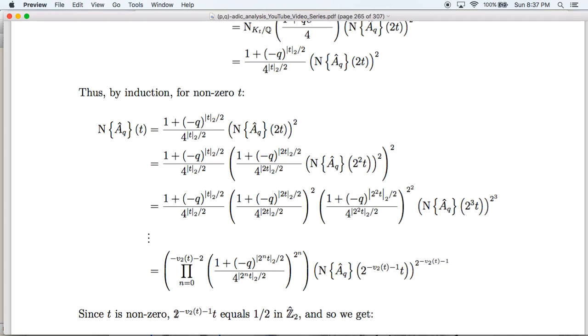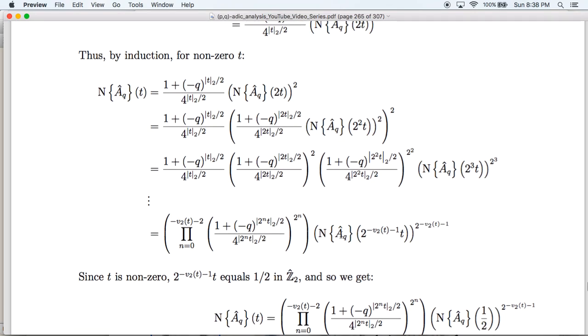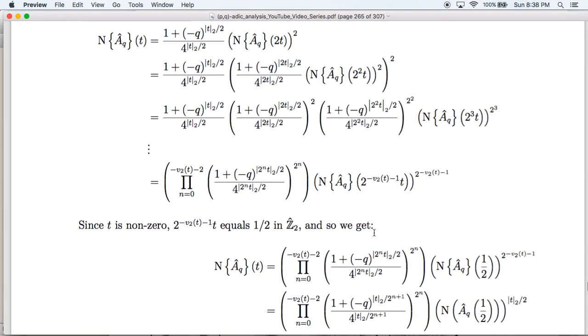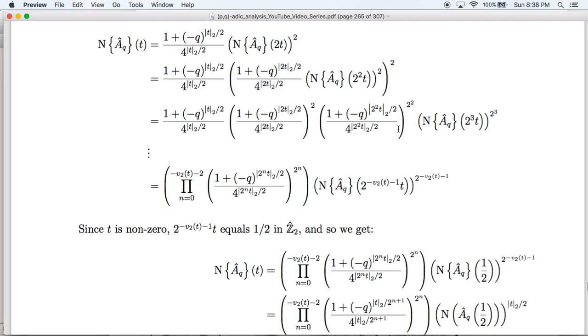So if we multiply by 1 power of 2 less than that, this thing is going to be equal to 1/2 in Z2 hat. So this is going to be the square root of 2, and this is going to be the norm of aq hat evaluated at 1/2. But aq hat evaluated at 1/2 is the rational number 1 minus q, so that's going to be trivial. So here, note that this exponent is going to be 1 less, so our product is going to be from n equals 0 to negative v2 of t minus 2, 1 less than the exponent here, and of this thing.